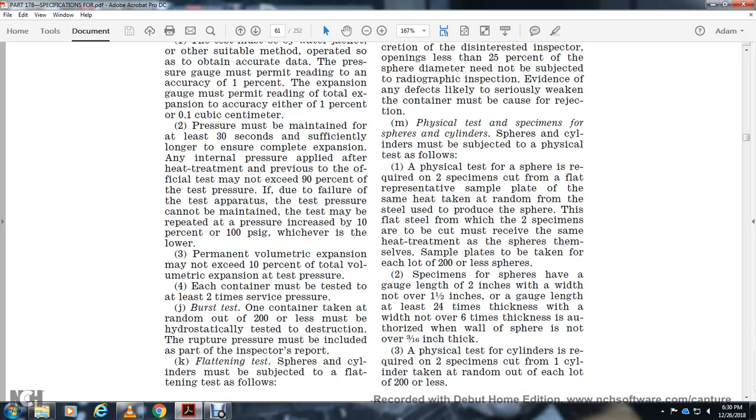Specimens for spheres must have a gauge length of 2 inches, a width not over 1.5 inches, and a gauge length at least 24 times the thickness. The width, if not over 6 times the thickness, is authorized for a wall that is not over 3/16 of an inch thick.